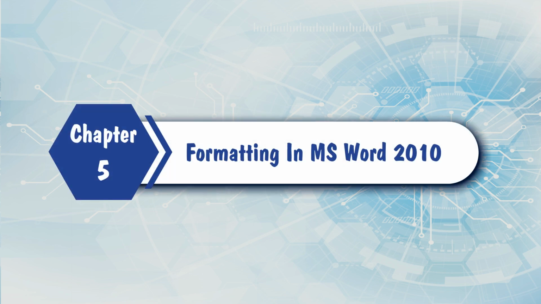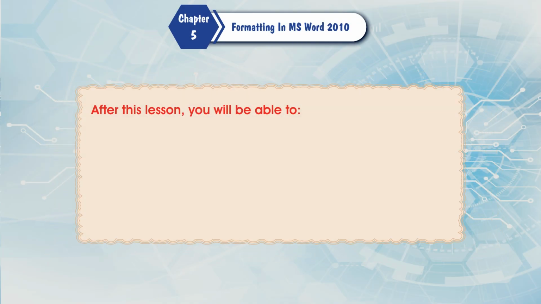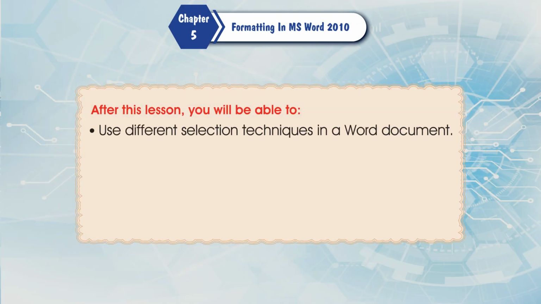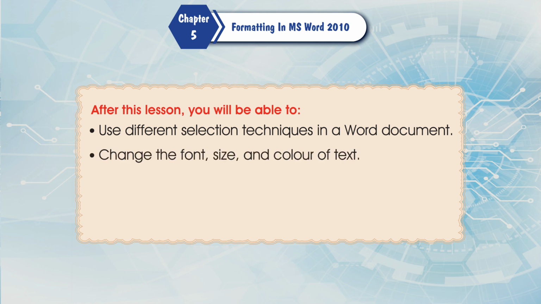Chapter 5 Formatting in MS Word 2010. After this lesson, you will be able to use different selection techniques in a Word document. Change the font size and color of text. Use the B, I and U toggle buttons.